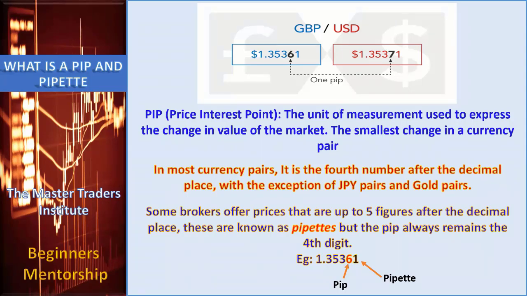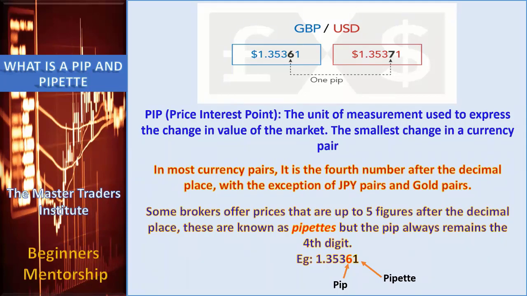So this GBP USD up here, 1.35361. After the decimal place, we have 3, which is 1. We have 5, which is 2. We have 3, which is 3. Then the 4th number there is 6. So that 6 is the pip.